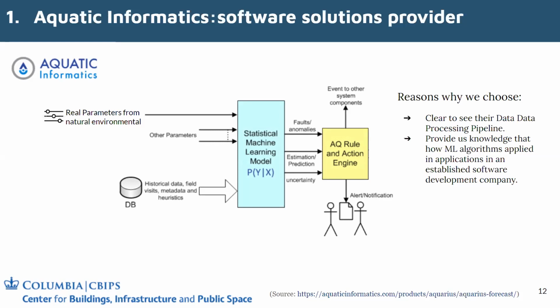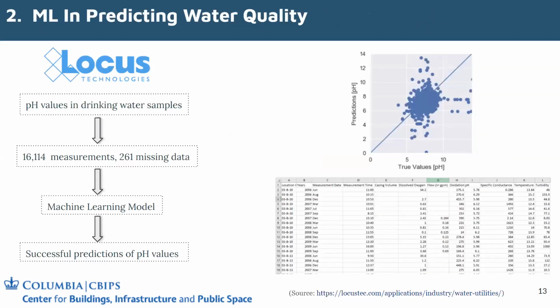We choose it because their website provides us knowledge to see how machine learning is applied, and because this is an award-winning software company, and some of the advanced functions they are doing right now could be our next focus. Okay, moving on to our second case. It is about Locus Technology.